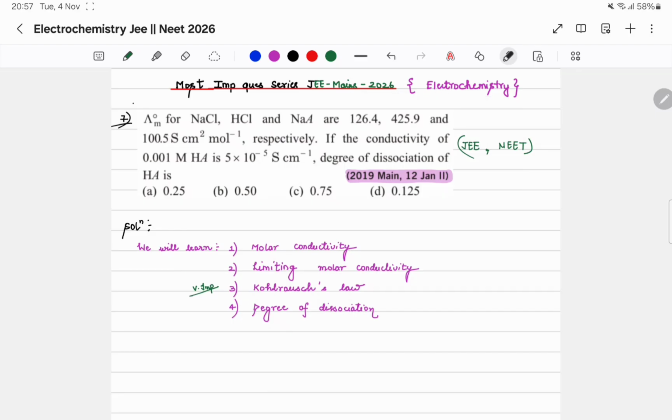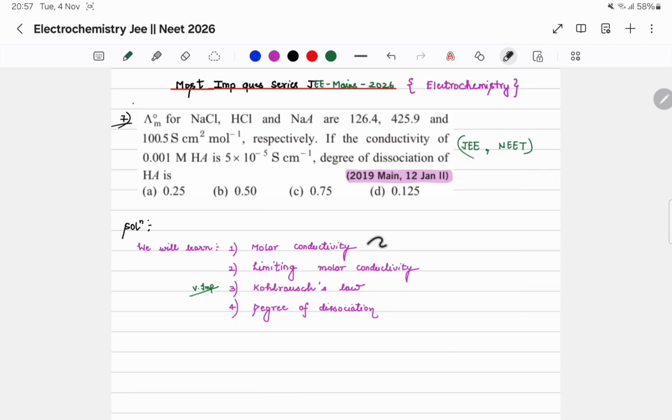Today's question is asking: limiting molar conductivity for NaCl, HCl and NaA is 126.4, and similarly it has been given for the other two compounds also. Then they are giving the conductivity of 0.001 molar HA as this much Siemens centimeter inverse. Then they are asking the degree of dissociation of HA. This was asked in 2019 in Mains.